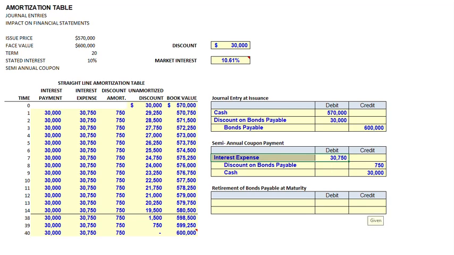At maturity, we will pay our investors $600,000 cash and remove the bonds payable in the amount of $600,000 from our books.